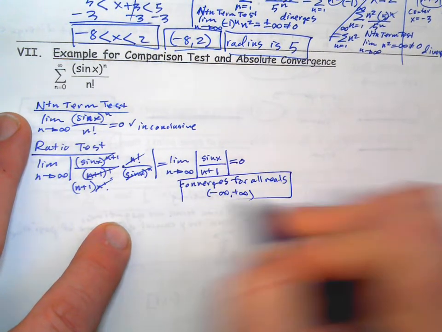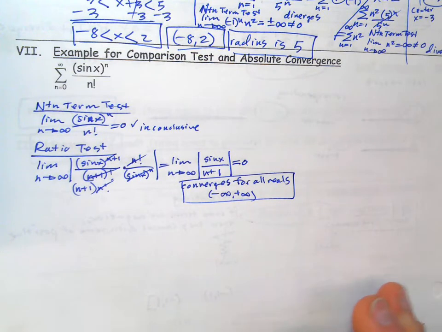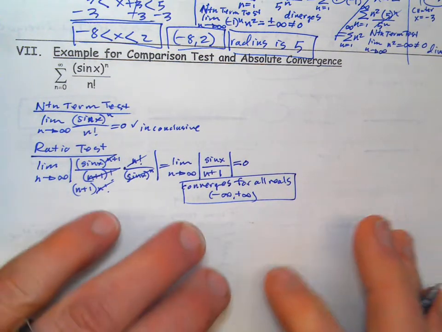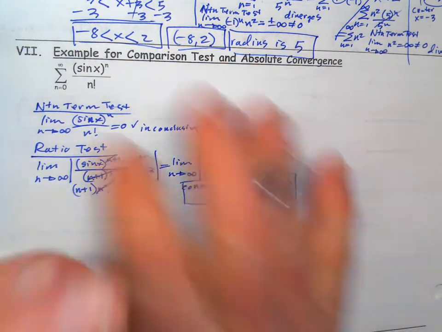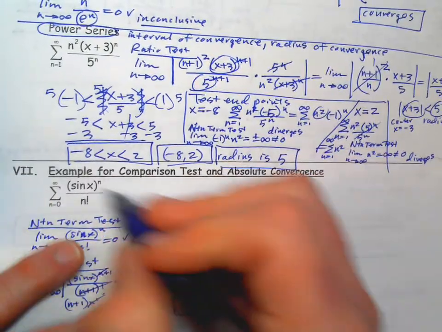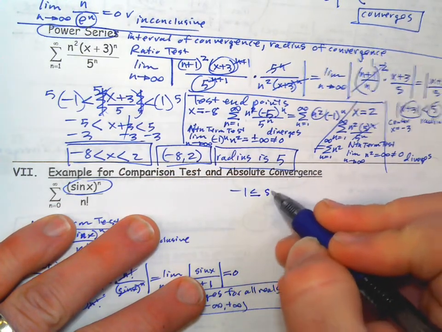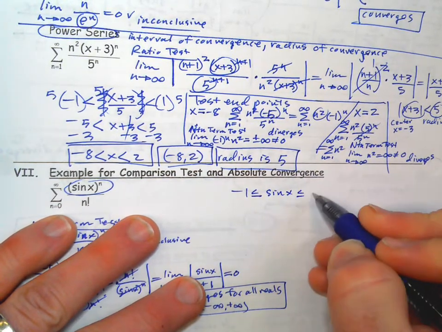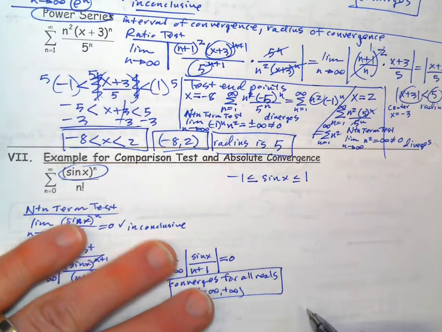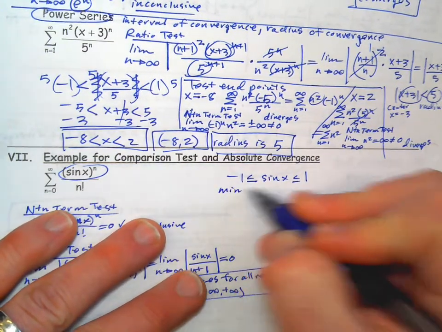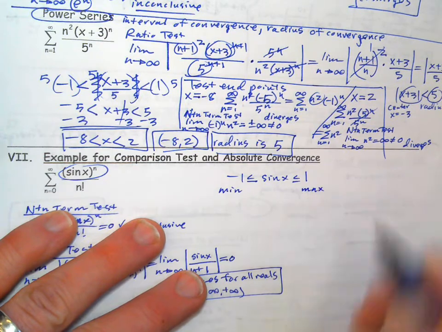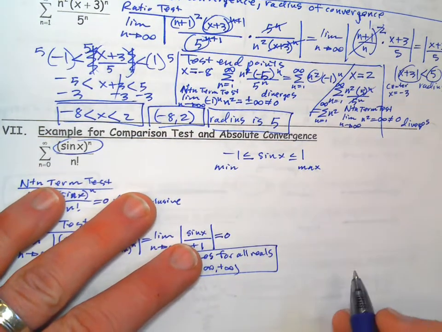Now, I want to show you a different approach, just in case this didn't work or whatever. So I mean, this would have been our best choice here. But here's the idea: we know that sine x has to be between or equal to negative 1 and 1, right? Minimum of negative 1, maximum of positive 1 for sure. So we can use that to help us.